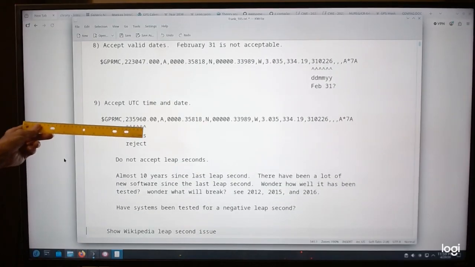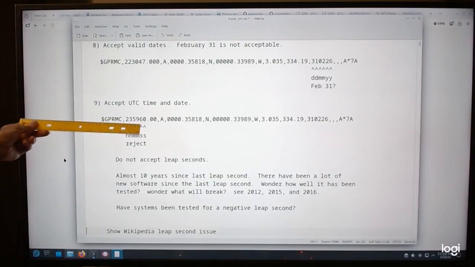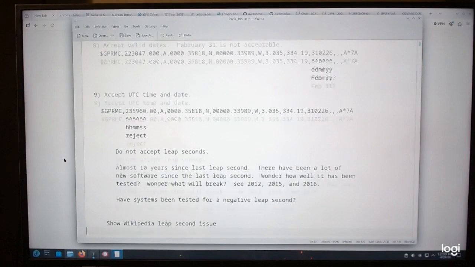Leap seconds, that might be what a leap second looks like. We will not accept leap seconds.